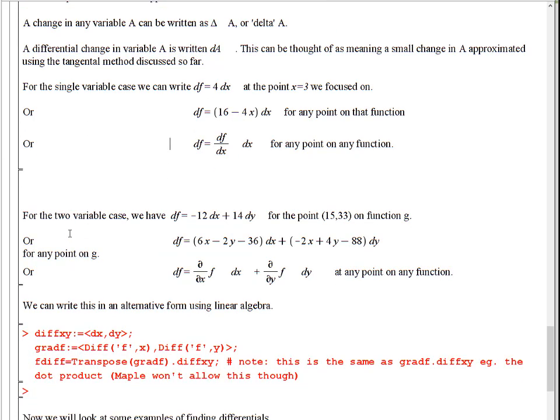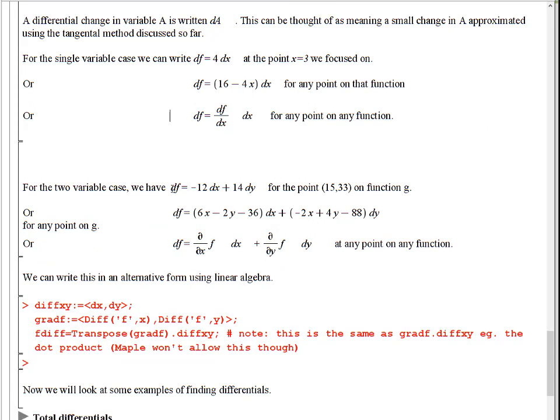Then for two variables, a similar thing is this. So the predicted change in df at that particular point was negative 12 times the change in dx plus 14 times the change in dy, because these are the gradients in the x and y direction at that particular point. For any point on that particular curve, on G, then you can put in the two partial derivatives with x and with y there. So that works for any values of x and y.